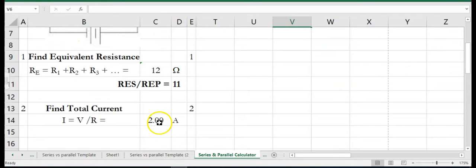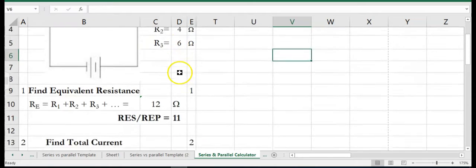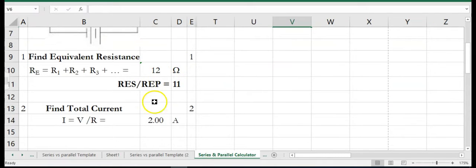Now, when we do the simple math, we get 24 volts divided by 12 ohms, and that gives us 2 amps. So this circuit allows 2 amps of current to flow through it. Let's move on to step 3.